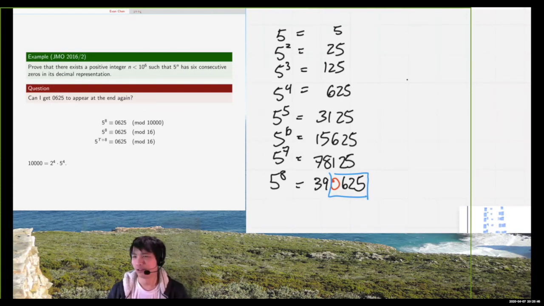Is it worse to bring up the Euler phi function or to bring up inverses? It's up to you.